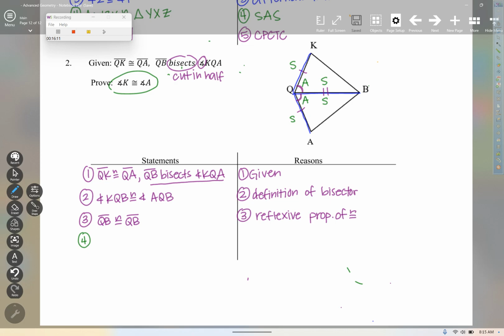Okay, so triangle KQB is congruent to, and remember we have to match it. So we went from K to Q to B, so triangle A to Q to B. And they are equal because of side, angle, side. Now, since I know my triangles are congruent, I can mark all of the corresponding parts congruent. But in the proof, it just wants me to mark that K is congruent to A. And so I can finish my proof as angle K is congruent to angle A. And I know that because of corresponding parts of congruent triangles are congruent.